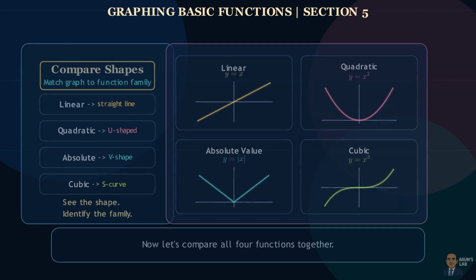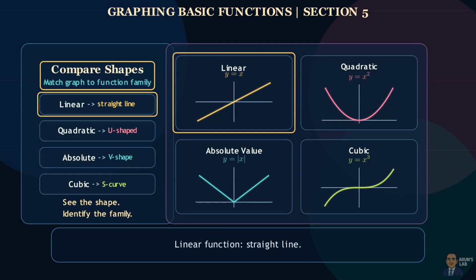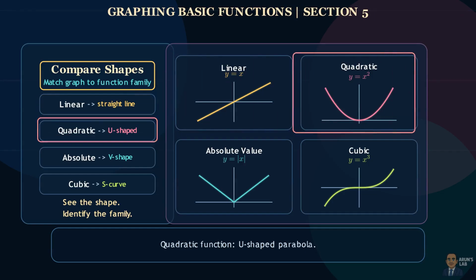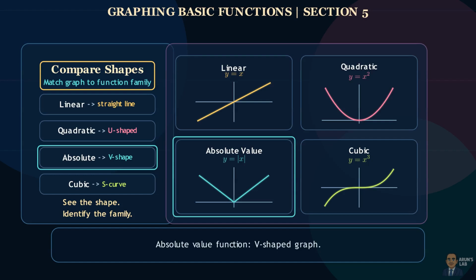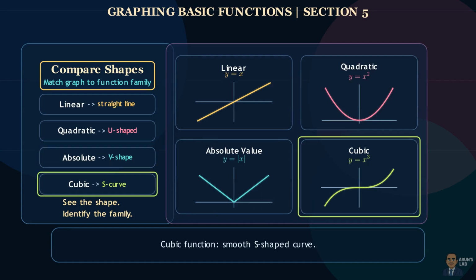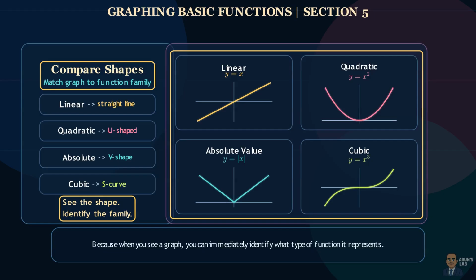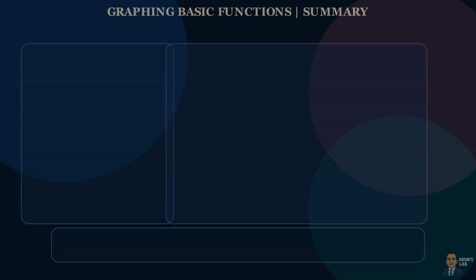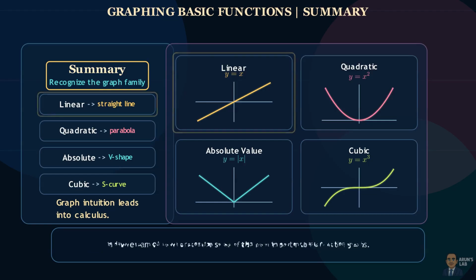Now let's compare all four functions together. A linear function is a straight line and a quadratic function is a U-shaped parabola. The absolute value function is a V-shaped graph. The cubic function is a smooth S-shaped curve. Recognizing these shapes is very important because when you see a graph, you can immediately identify what type of function it represents. Today we have learned how to recognize some of the most important basic function graphs.